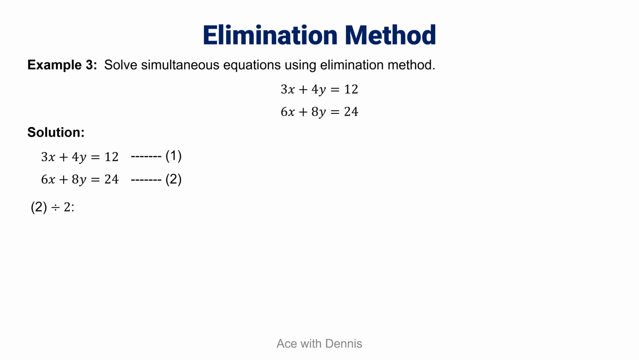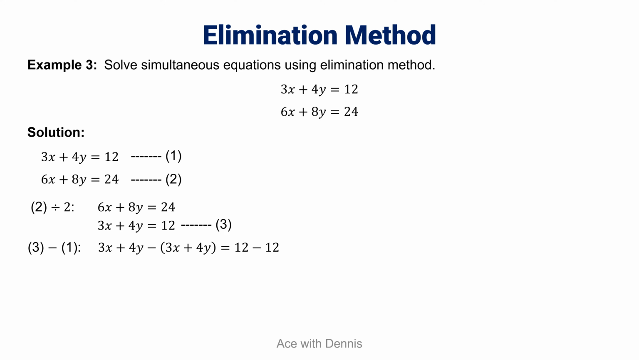And I want to say that, let's say equation 2 divided by 2 for both sides, so that I can make them have the same coefficient, right? So 6x plus 8y equals 24, divided by 2 for both sides. I get 3x plus 4y equals 12. Then I name this as equation number 3.